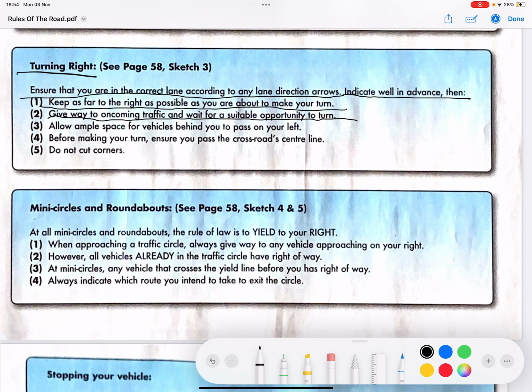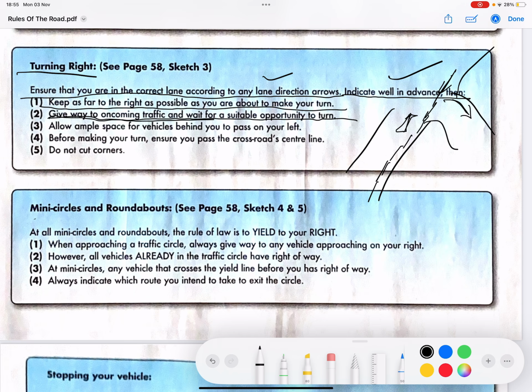Okay? You keep as far right as possible, as we were saying with the turning left. You indicate well in advance, and then give way to oncoming traffic. When this is the road you want to turn into, here, you keep as far right as possible. If there is oncoming traffic, you let these cars pass. When it is clear enough, then you can turn.